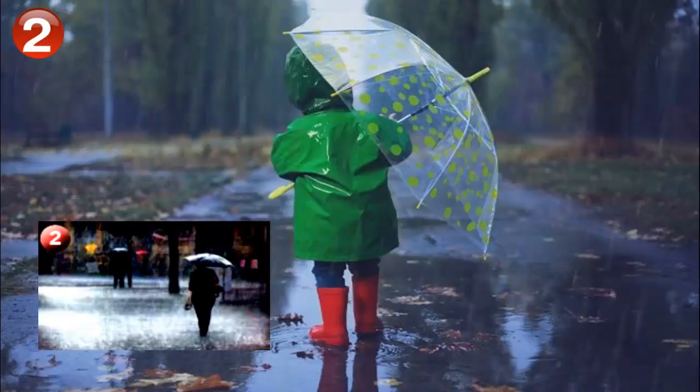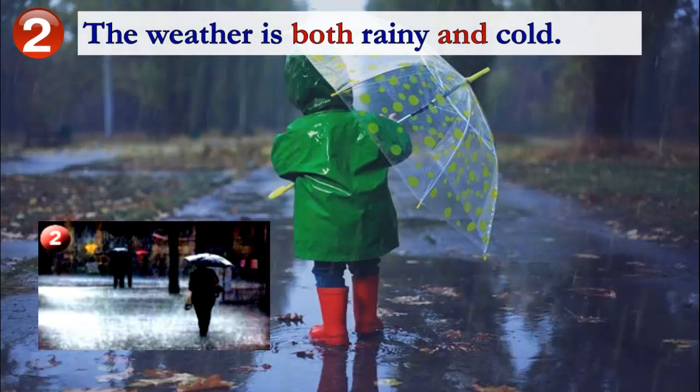Second one here, we have two pictures. Excellent. The weather is both rainy and cold. Here we speak about the weather, but we have two different adjectives. The first one rainy and the second one cold. So we are not going to start with both and. So you're going to start with the thing that we speak about. The weather here, it's a singular form. It's going to be is, using both the first adjective and the second adjective. So our sentence is going to be: the weather is both rainy and cold.